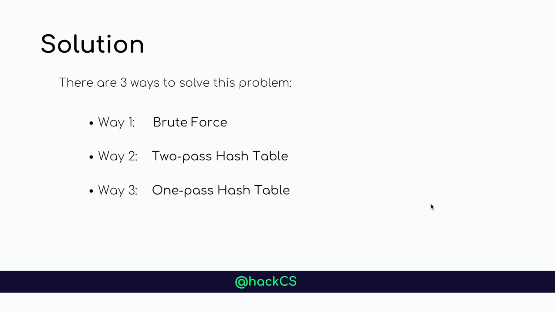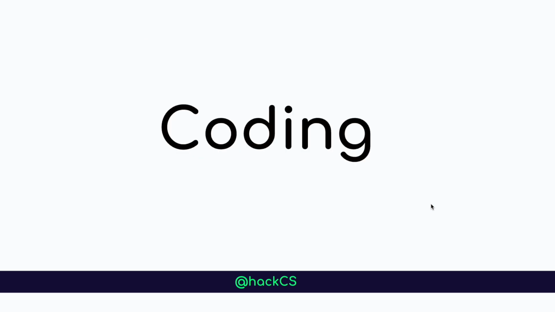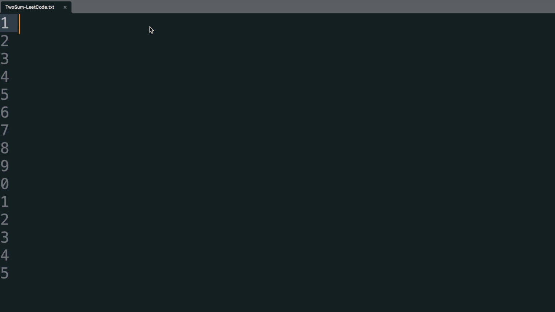This problem can be solved in three ways. Way 1 is the brute force method. Way 2 is the two-pass hash table method, which uses a HashMap. Way 3 is the one-pass hash table method, which also uses a HashMap. But we will cover only the first and third ways in this video. Let's jump into coding. First, we will solve using approach one, which is the brute force method.